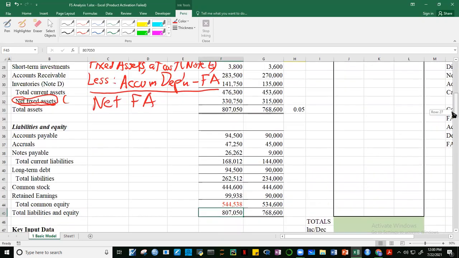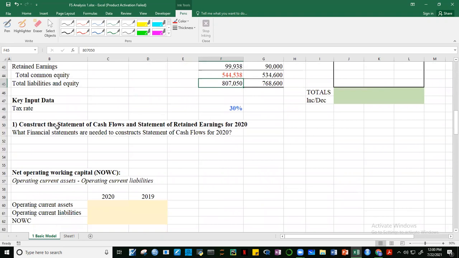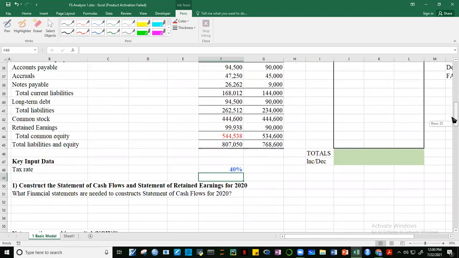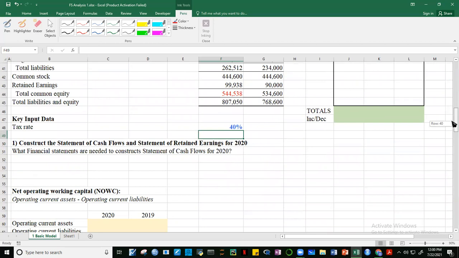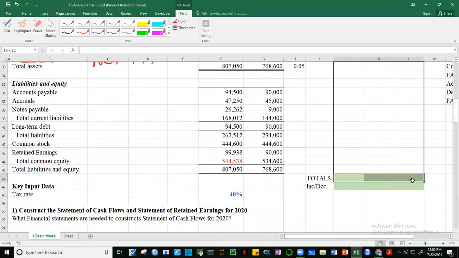Okay, so we go now to the next part. Guys, pakitanggal lang ito. Dapat 40% to, sorry. So 40% yung ginamit natin sa taas. So we're asked to construct the statement of cash flows. Yun ang unang gagawin natin, yun ang unang activity natin. And we won't be able to finish this. So ang target natin, dapat matapos na natin totals class.